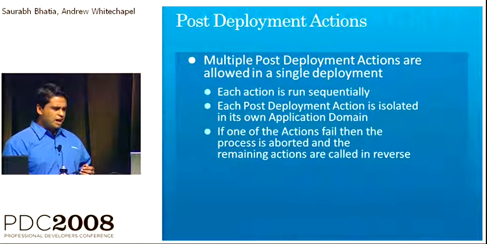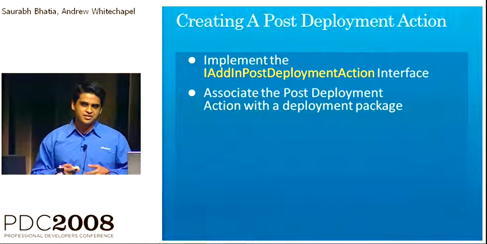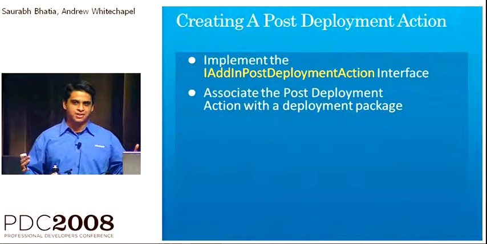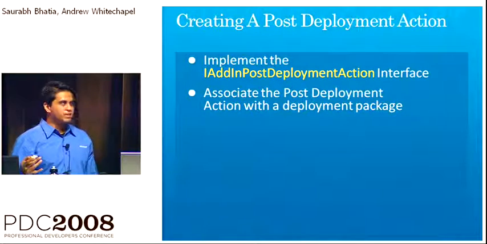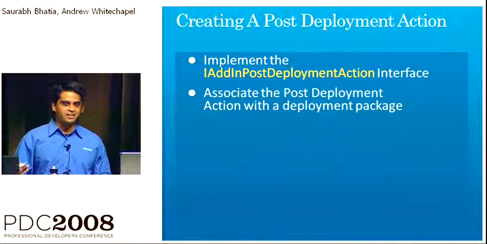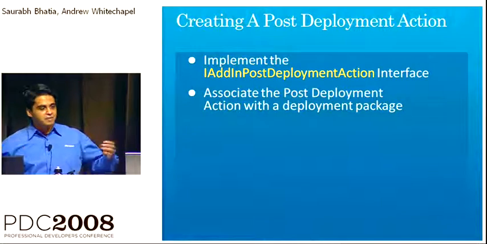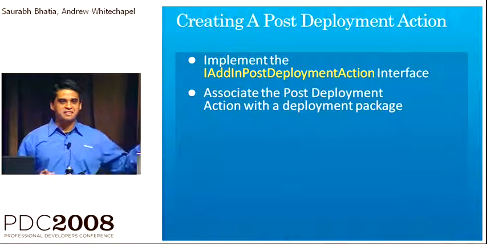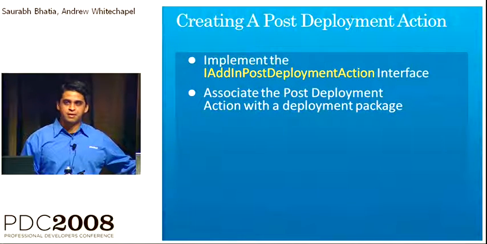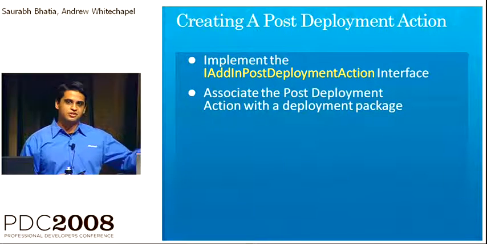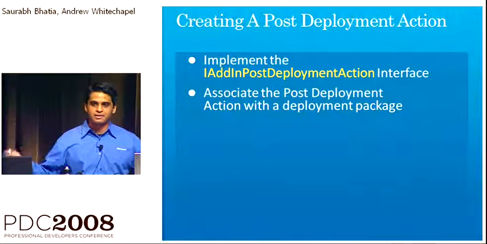So how do we go about writing this post-deployment action? And there's really two steps to it. First, you need to actually write the code for the post-deployment action. And in order to do this, there's an interface that we provide called the add-in post-deployment action interface, which is a very long and obvious name, but it's a very simple interface, and we'll take a look at it in a second. And the next step is, once you have created this post-deployment action and implemented the interface, you need to update, again, the application manifest to include this post-deployment action with the whole ClickOnce package.